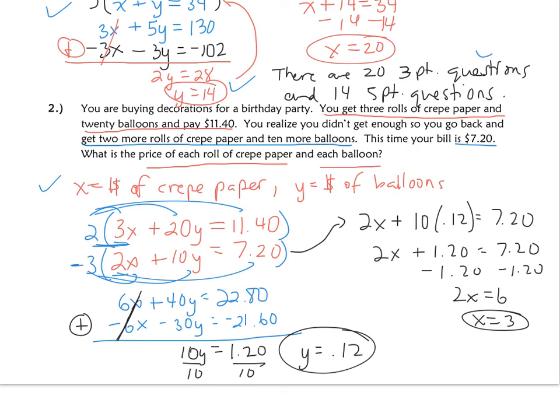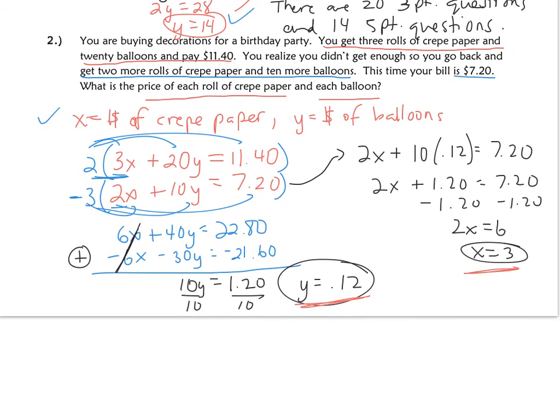Alright, so the last thing I have to do after figuring out what my x and y are is simply write a sentence. So all I'm going to do is simply say that crepe paper costs $3 and balloons cost 12 cents. Okay, and that's it. I'm done.